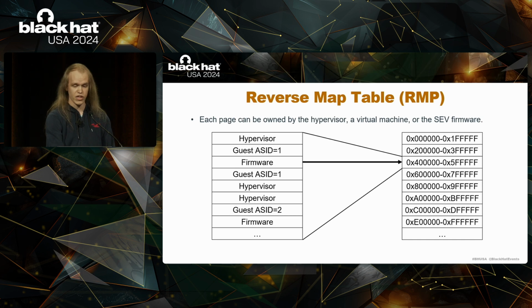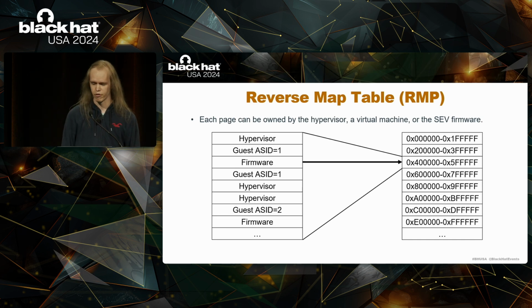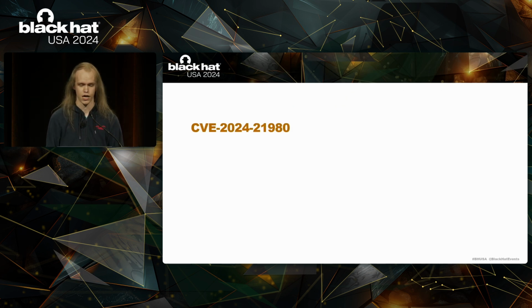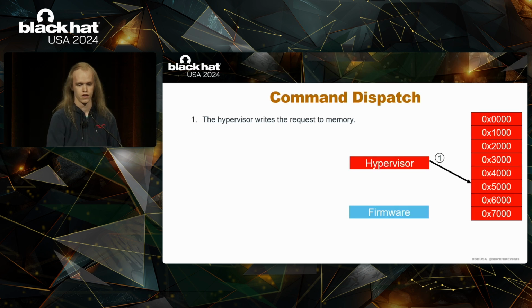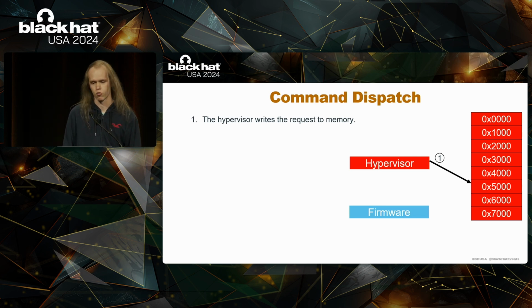OK. And so with that, we actually have all the necessary prerequisites to talk about our first bug. And OK, so let's do that. So this first bug is related to command dispatch. As you might remember, the hypervisor asks the firmware to do a lot of stuff on its behalf that it can't do using CPU instructions, and it obviously needs some way to tell the firmware what to do. And so we'll briefly walk through how that works.